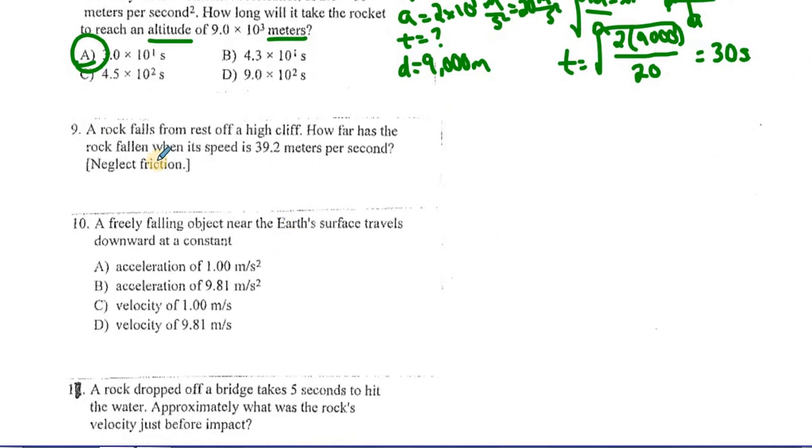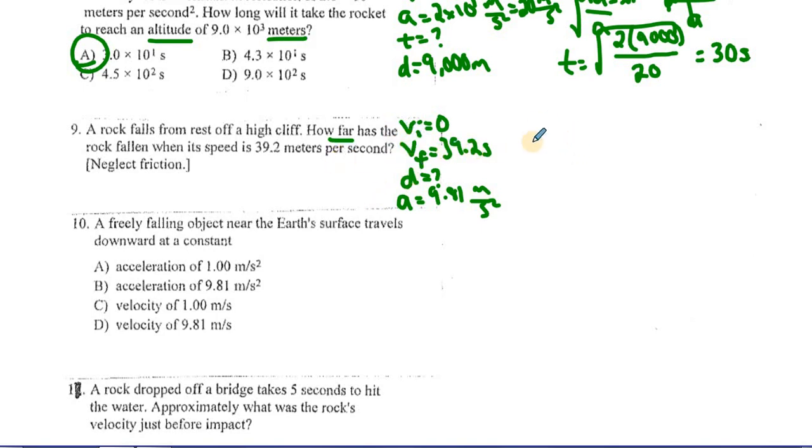All right, a rock falls from rest, so VI equals 0, from off a high cliff. How far has the rock fallen when its speed is 39.2 meters per second? So you will have a final velocity. It's saying how far, so a distance is what we're asking for. And you might be saying, I only know 2 pieces of information. How can I go about solving this? But don't forget that we're talking about an object in free fall. So we know the acceleration on Earth is 9.81 meters per second squared. So you actually know 3 pieces of information.